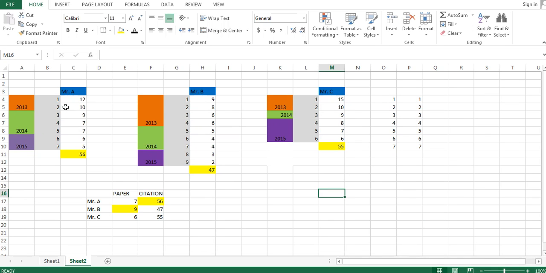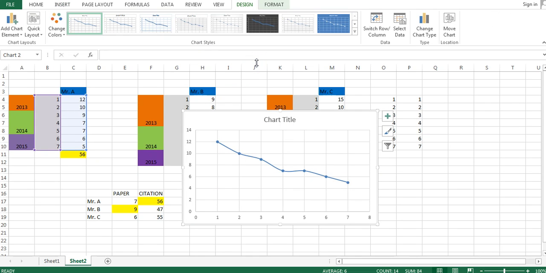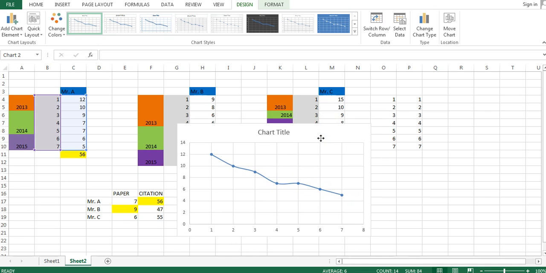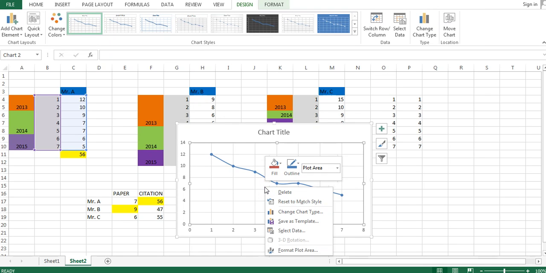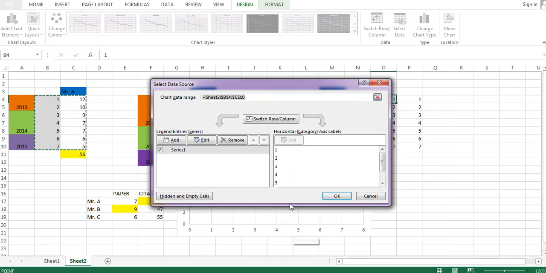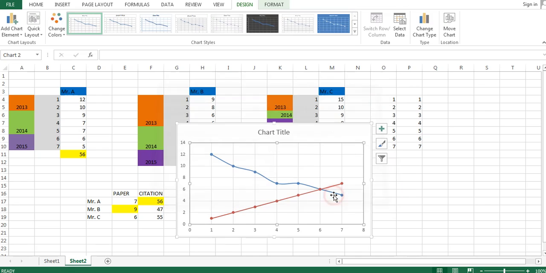Now I can plot it. Go to insert and XY scatter, just plot it. So I have plotted this graph. Now I have to take another line, y equal to mx, y equal to x, 45 degree angle. So I right click and click on select data. I have to put in a data set. I click add, x value. This one is the x axis, this one is the y axis data. Then I click OK.